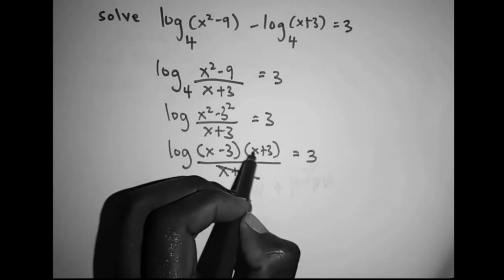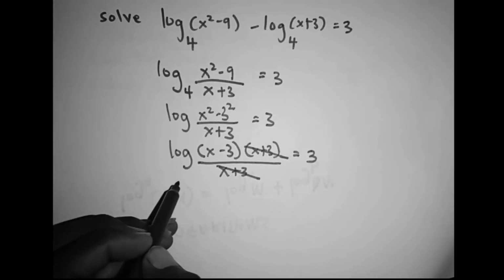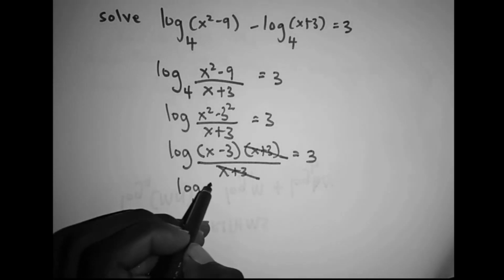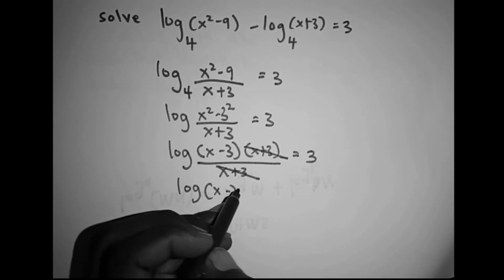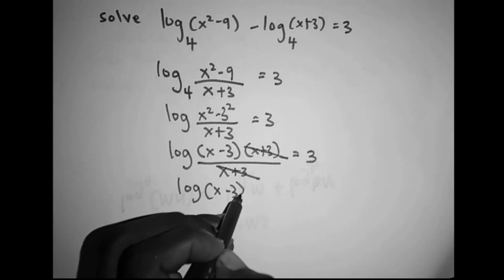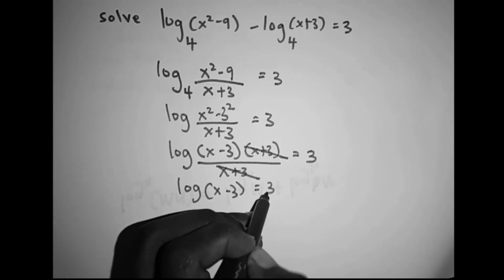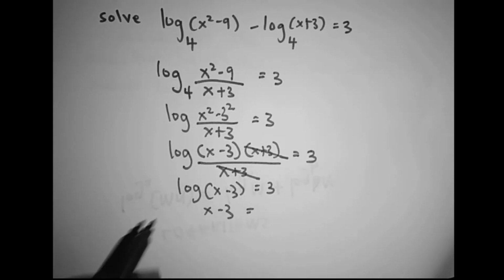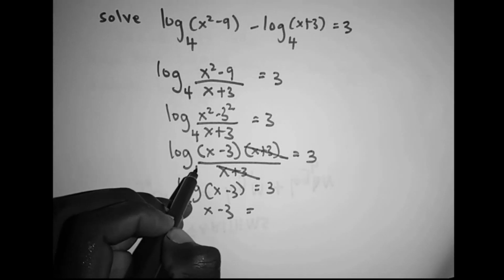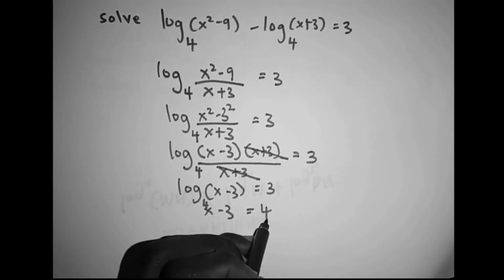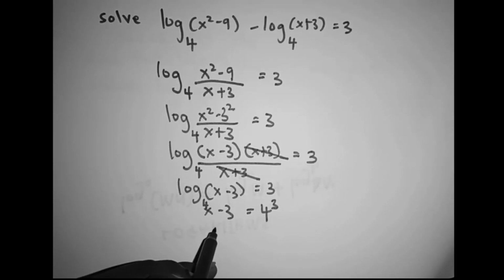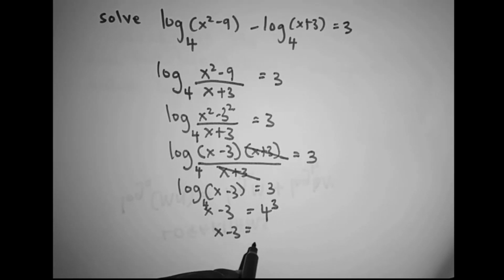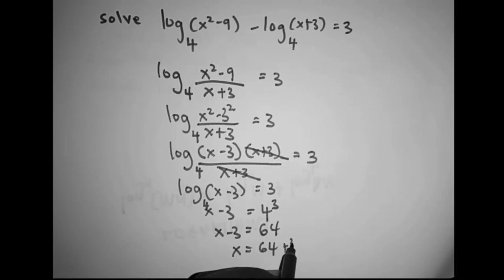So this x plus 3 and this x plus 3 can cancel, so that we'll get log (x minus 3) equals 3. Therefore, x minus 3 is equal to, the base of this log is 4, so it's equal to 4 exponent 3. And x minus 3 is equal to 4 exponent 3, which is 64. And therefore, x is equal to 64 plus 3. Therefore, x is equal to 67.